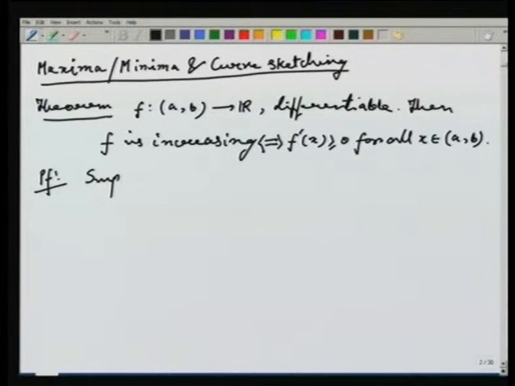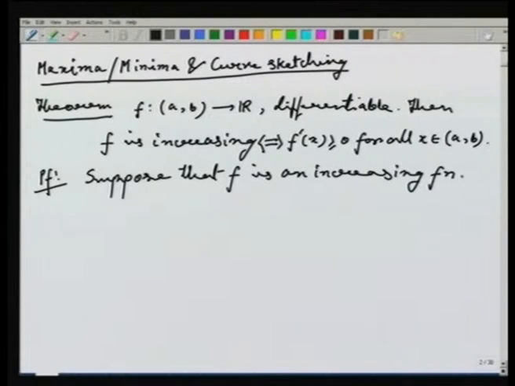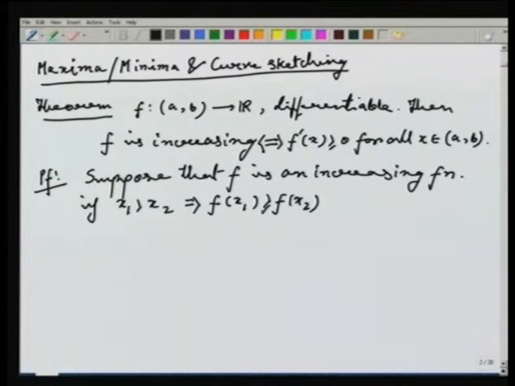Suppose that f is an increasing function. That is, if x1 is bigger than x2, then I know that f x1 is strictly bigger than f x2. Well, since I just said increasing, I did not say strictly increasing, I should say f x1 is bigger than or equal to f x2. Now, if that is given, let x naught be an element in the open interval a b.